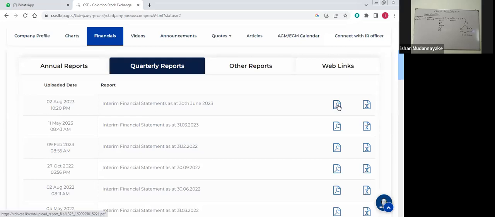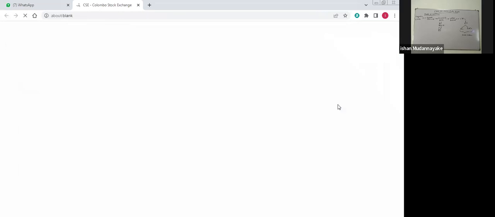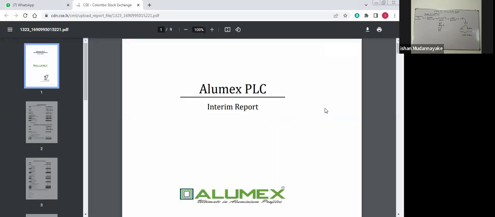This information should be provided to stakeholders by Alimax PLC. One of the largest companies, belonging to Dhammika Pereira. Now, the Alimax PLC interim report.